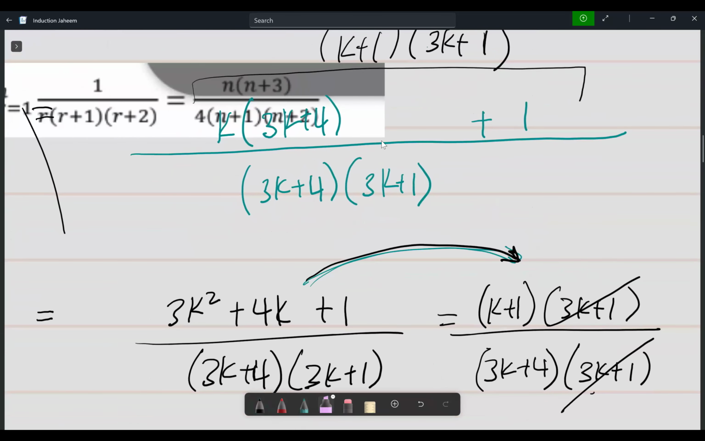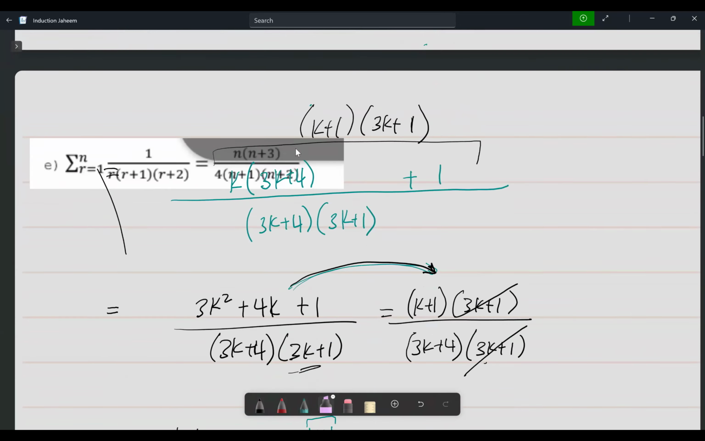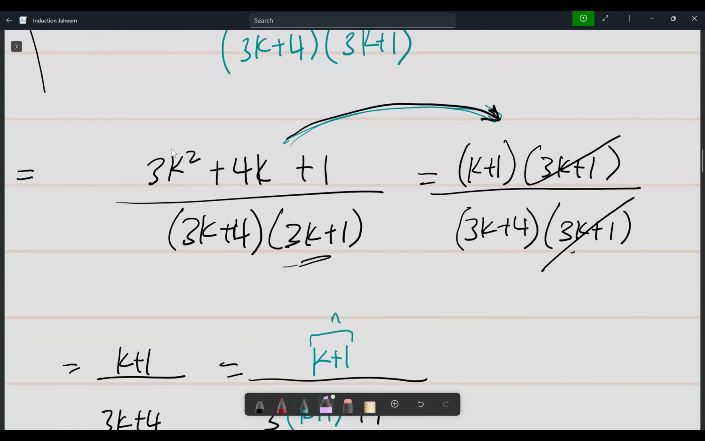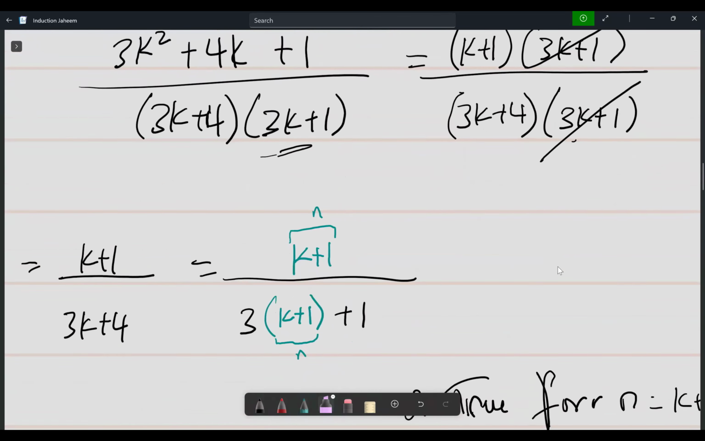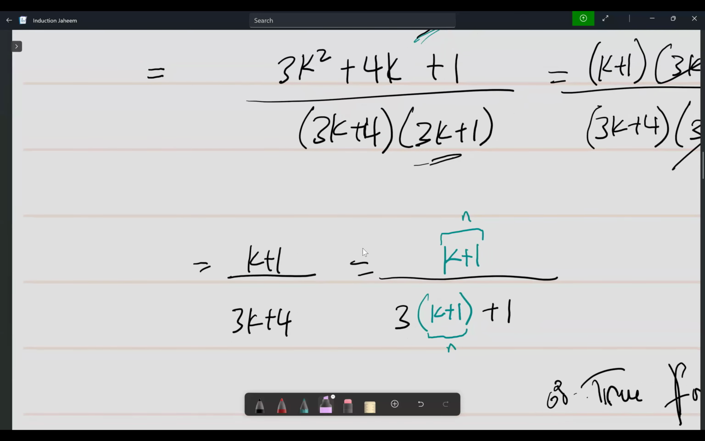So we put this into 1 fraction, and now we have a quadratic over this denominator. We factorize the quadratic. We have k plus 1 as one of the factors. We factor out the 3k plus 1 and divide it. And now we have k plus 1 over 3k plus 4. Right here is where some people might get stuck and think, this doesn't look like what I want. But it does look like what you want.